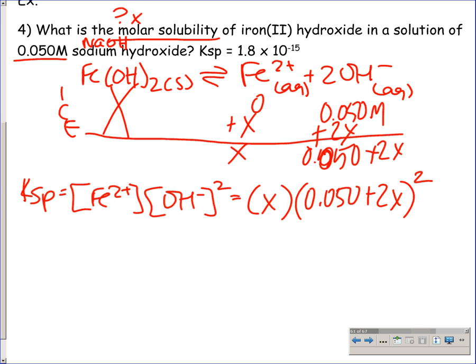Quadratic. I don't really want to use quadratic. So what do you want to see if we can do? No. Neglect X. You can neglect X in all KSP problems. I almost guarantee it. Because why? This value is 1.8 times 10 to the negative 15th. Good Lord, that is tiny.